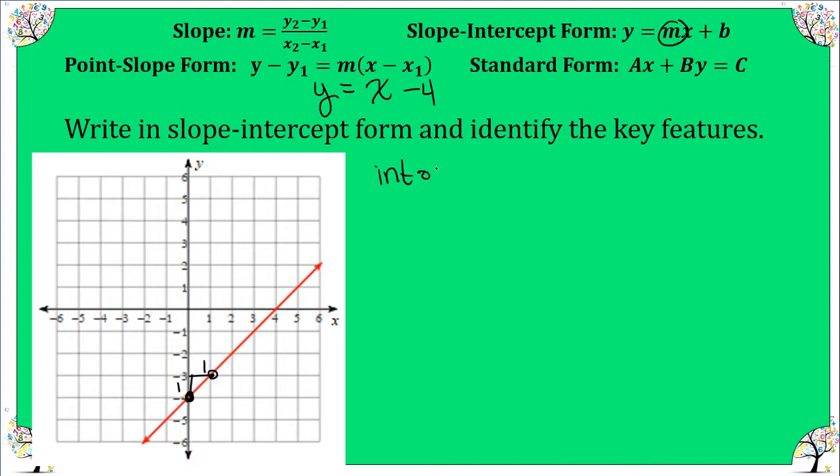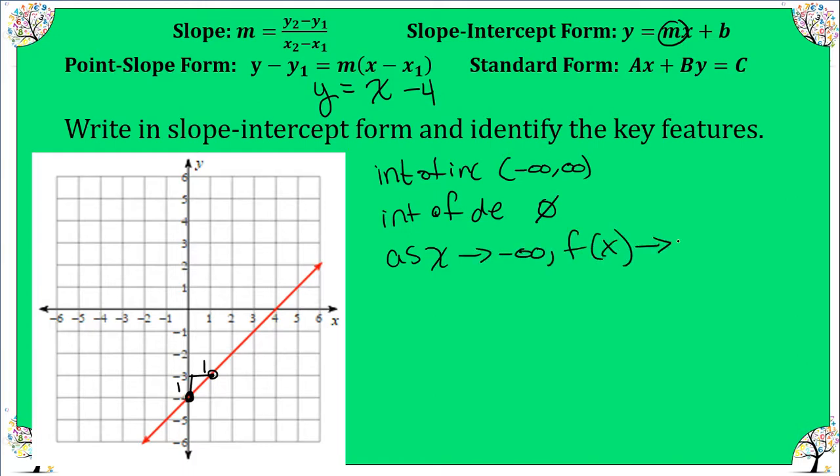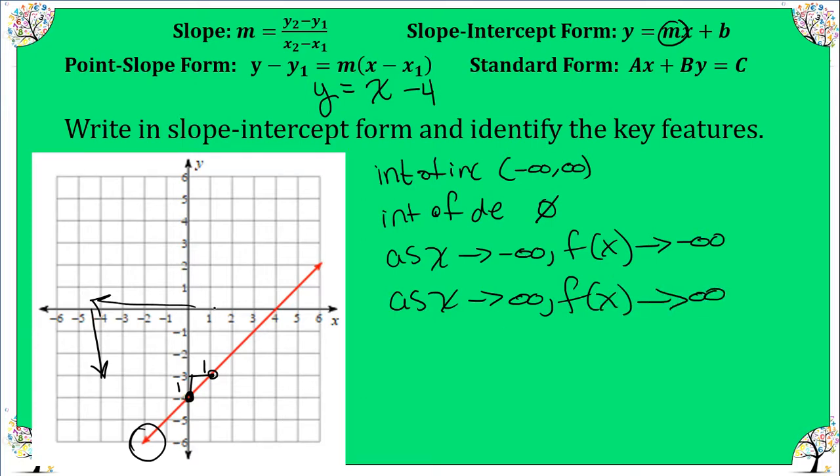My interval of increase is all real numbers. Interval of decrease, we don't have any. No, it never goes down. As x approaches negative infinity, f of x approaches negative infinity. As I go left, the graph goes down in behavior about the end of the graph. Then, as x approaches positive infinity, f of x approaches positive infinity. As I go toward positive infinity, the end of my graph also goes toward positive infinity.